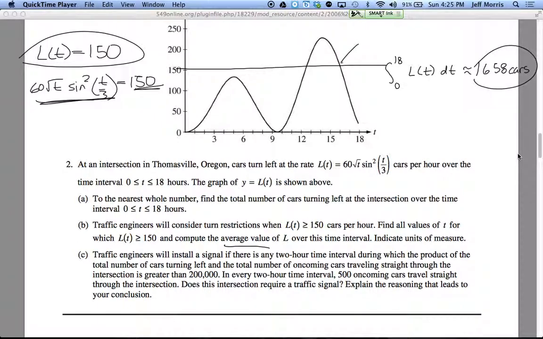Now, you already know what the y value is. It's 150. You need to know what those x values are. So I need to know what those x are. Hit second trace, number 5, intersect, and give me those 2 intersection points. You have to do both of them.